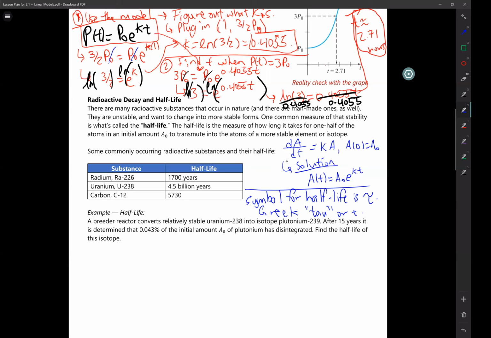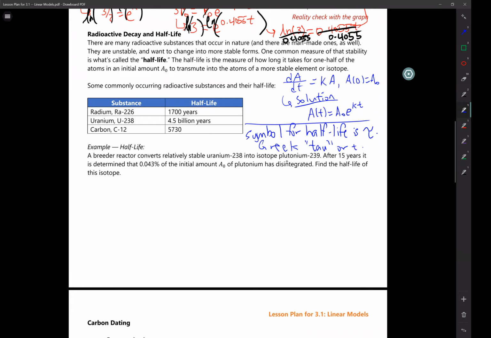Let's jump to a problem. It's probably the easiest way to take a look. A breeder reactor, which is a nuclear reactor, converts relatively stable uranium-238 into the isotope plutonium-239. For many reasons, we want to do that. After 15 years, it is determined that 0.043% of the initial amount A0 has disintegrated. So let's make a table here, time and amount. At time zero, we had A0. And at time 15 years, it says that this much has disintegrated. So kind of tricky there.